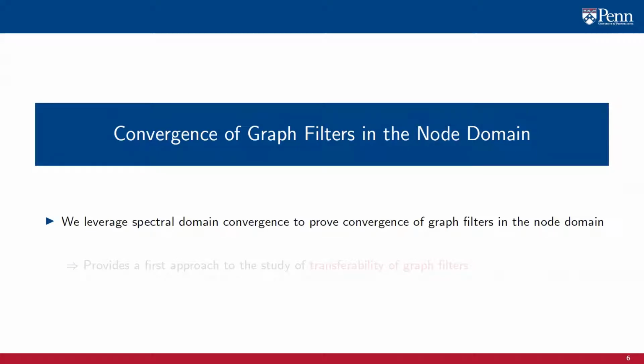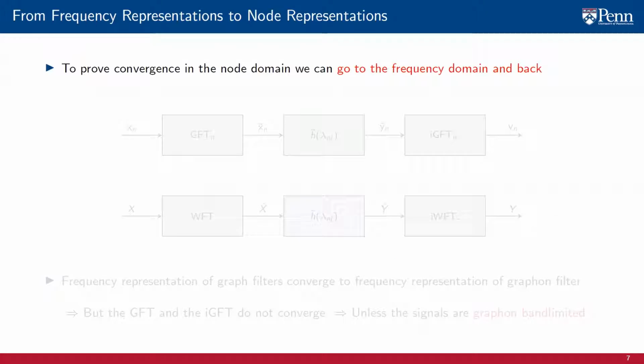As we did in the previous section, we consider convergent sequences of graphs along with associated sequences of graph filters. We showed that if the graph sequences converge towards a graphon, the graph filter sequence converges towards a graphon filter. But our statements are now in the node domain, not in the spectral domain. This convergence result provides our first approach to the transferability of graph filters. But the result is not useless either, because we can leverage it to prove convergence in the node domain. To do that, we have to go into the frequency domain and back.